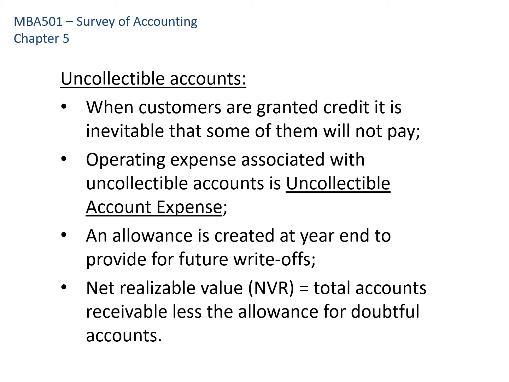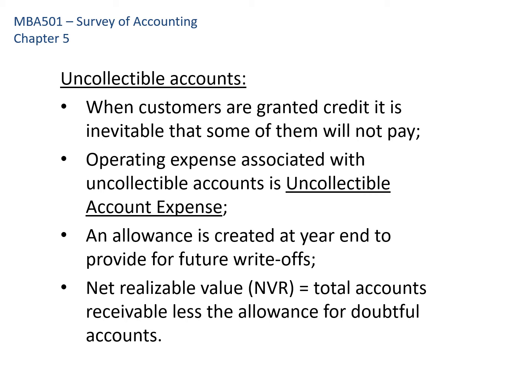As I mentioned, the biggest problem is how to handle uncollectible accounts. So when a customer is granted credit, some of them are not going to pay, either through bad intent, they never intended to pay, or through circumstances beyond their control. People lose jobs or pass away or whatever the case is. So the expense associated with that not getting paid from a receivable is called uncollectible account expense. Some companies call it bad debt expense as well.